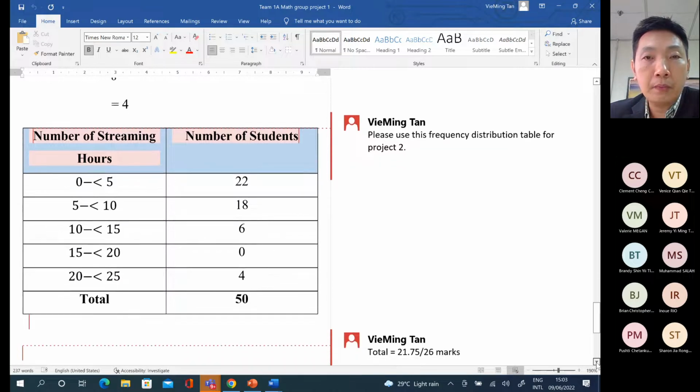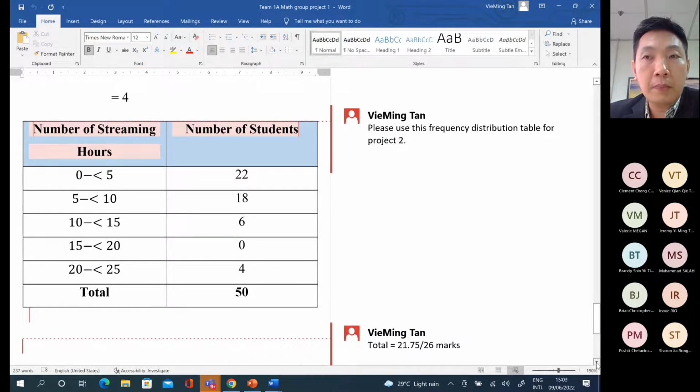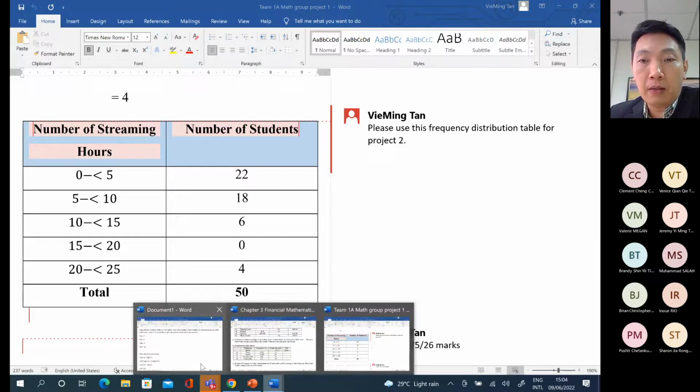Okay, so for this group, the frequency table is complete. The frequency distribution table has the class column, and then this is the frequency column. So for your team, you can use this table to answer the question of project 2 now. The due date to submit your project 2 is in week 11. You can refer to the unit outline again.